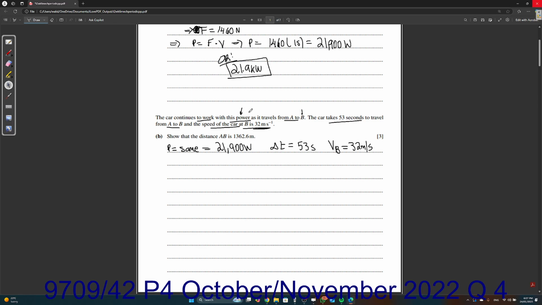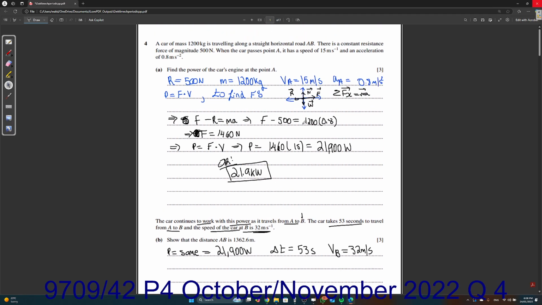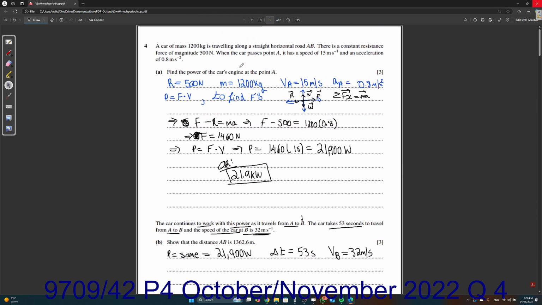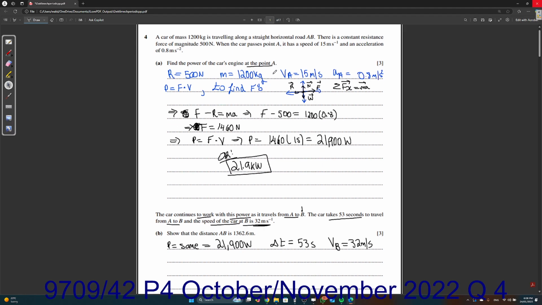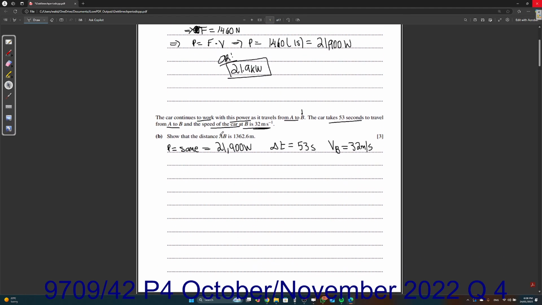When you have power, you know it is work divided by time, so there's a change in energy. The reason you cannot use the SUVAT equations is because you don't have a constant acceleration. The acceleration is always varying when you have power. Up here we could use them because we're talking about the point A. Here we're talking about the distance from A to B. So since you have power, you're not allowed to use SUVAT equations.